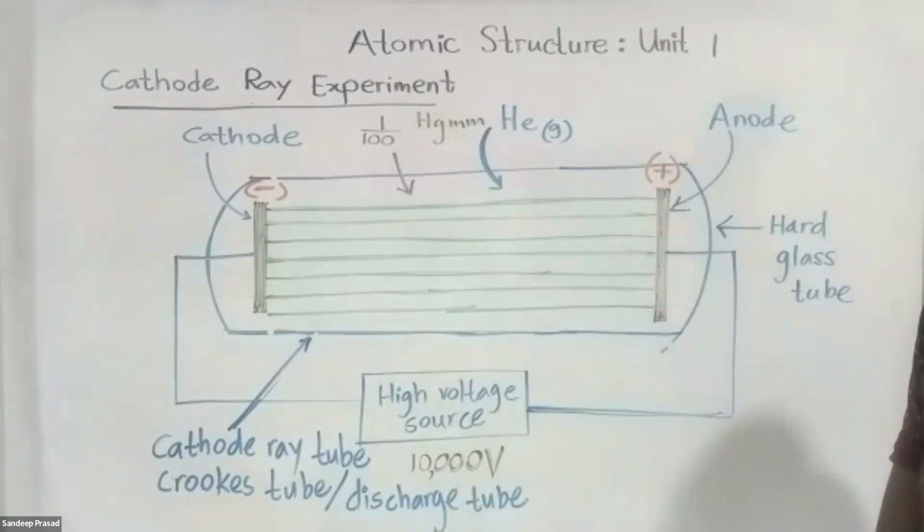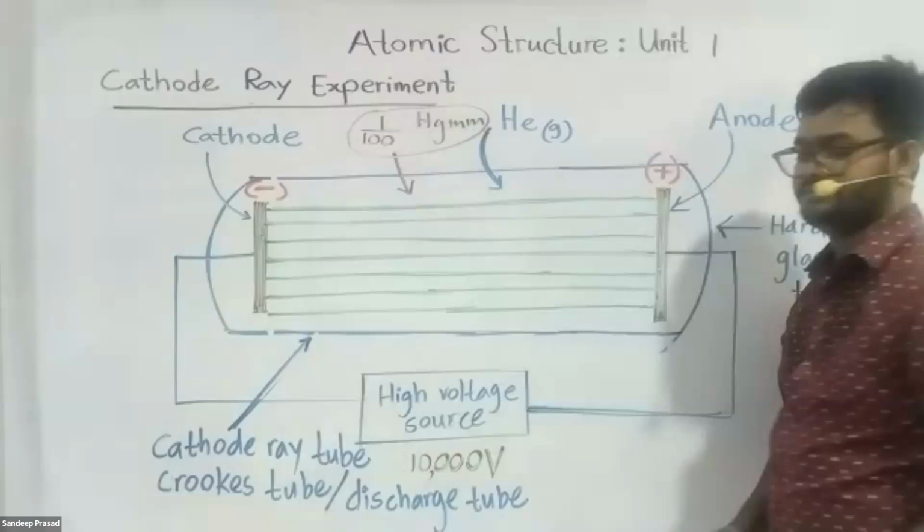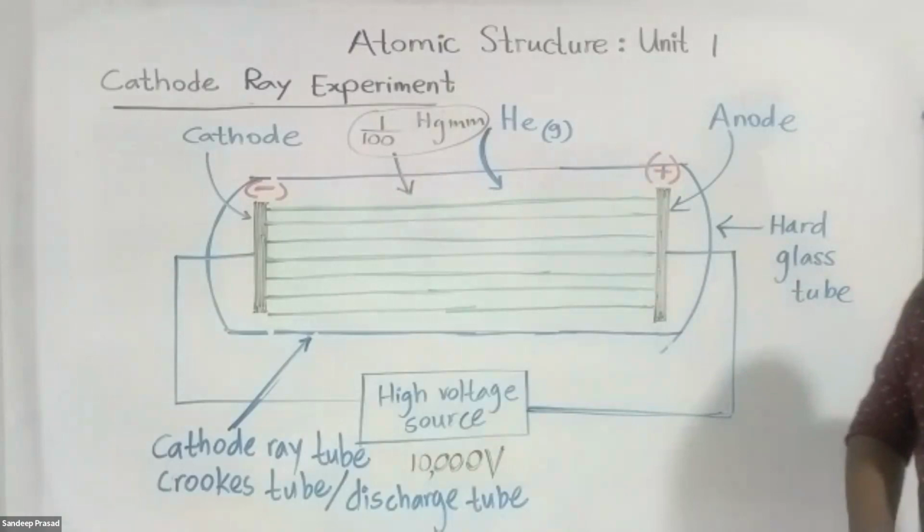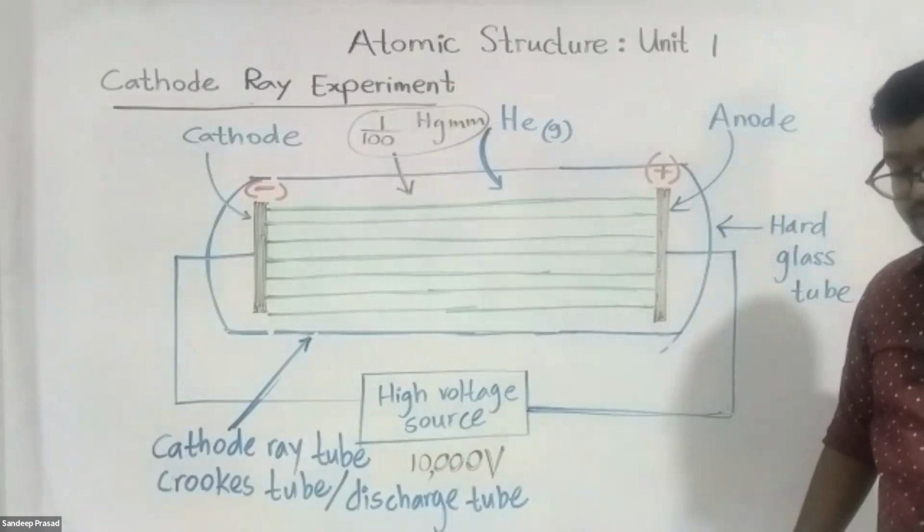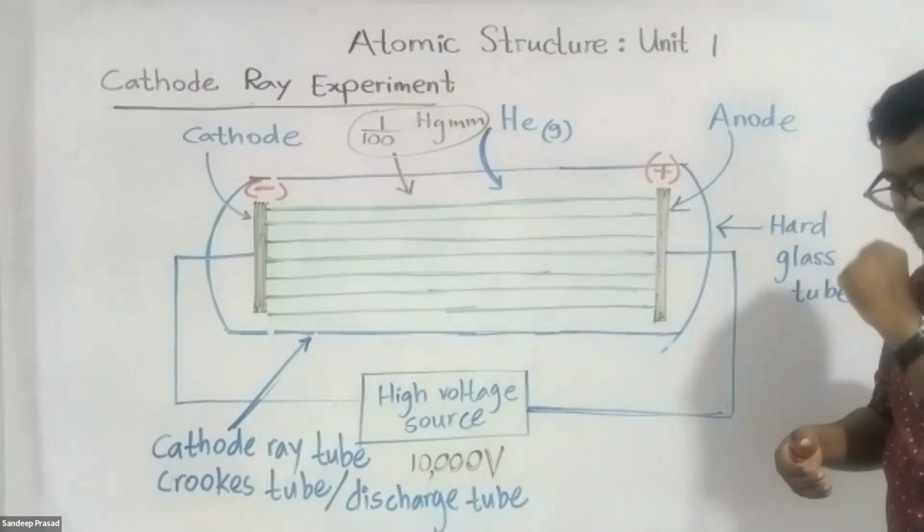The pressure inside the glass tube is 1/100 mercury millimeters. Okay? That's very low pressure. They have injected helium-like gas into this glass tube. What is the reason? Because they wanted to pass electric current through the gaseous medium.